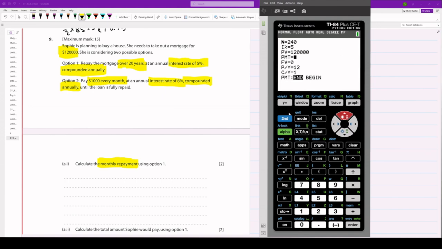Now, payment, I'm going to put alpha solve, $784 every month. Let's round to three significant figures, so $785. 785.